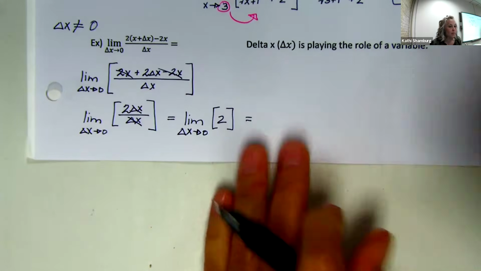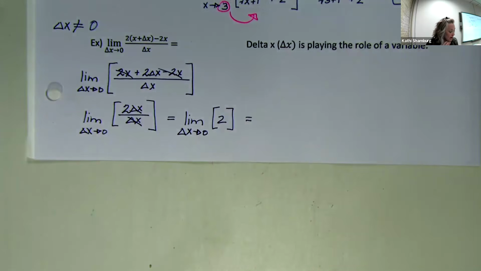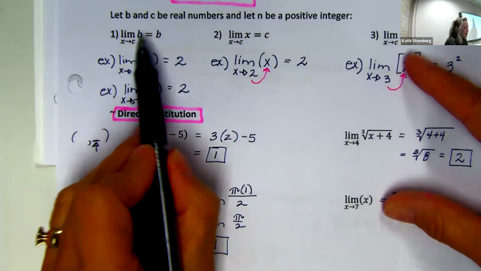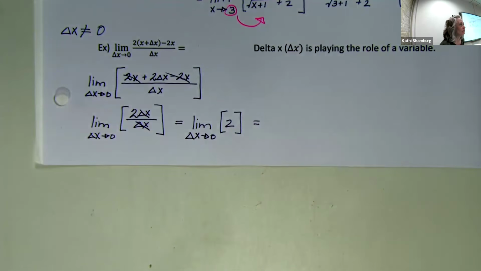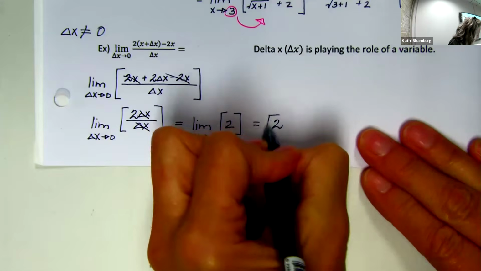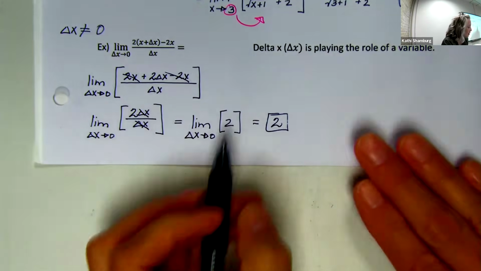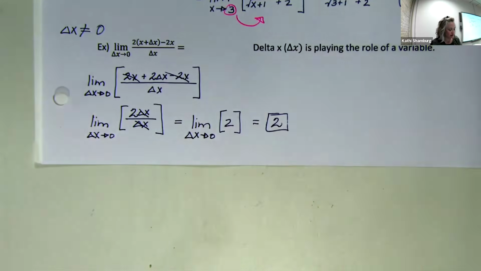Oh my, what was that property? The limit of a constant is always... flip back in your notes. We did it. The limit of a constant is always equal to that constant. So what will this equal? 2. If this would have been a 7, that would equal 7. If this would have been 299, it would equal 299. So the limit of a constant is always that constant. Okay?